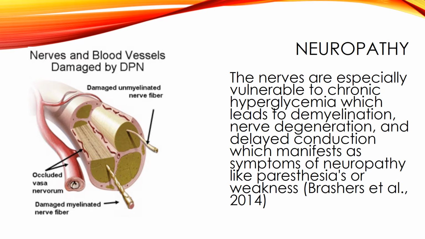Signs of neuropathy are seen as the nerves are especially vulnerable to chronic hyperglycemia, which leads to demyelination, nerve degeneration, and delayed conduction, which manifests as symptoms of neuropathy like paresthesias or weakness.